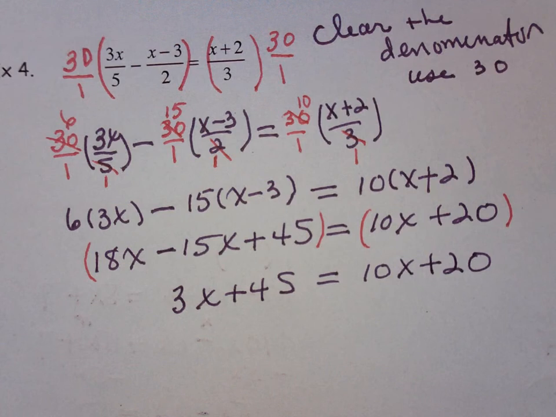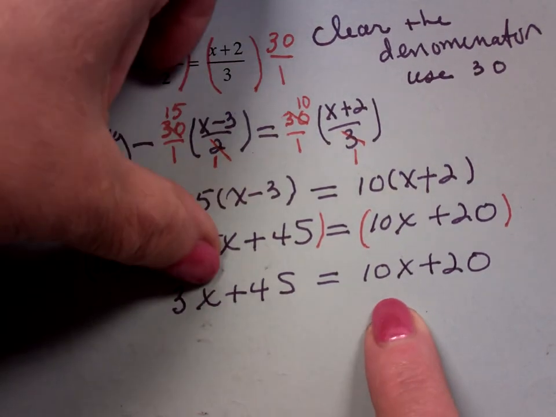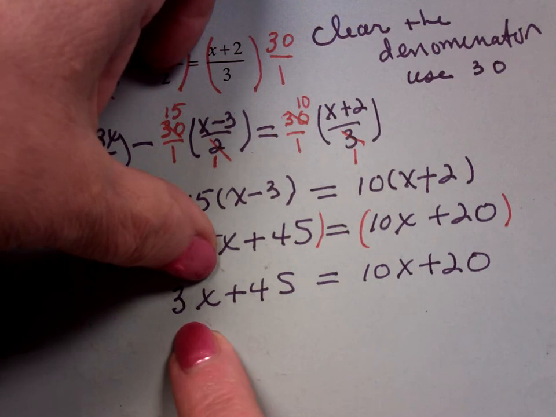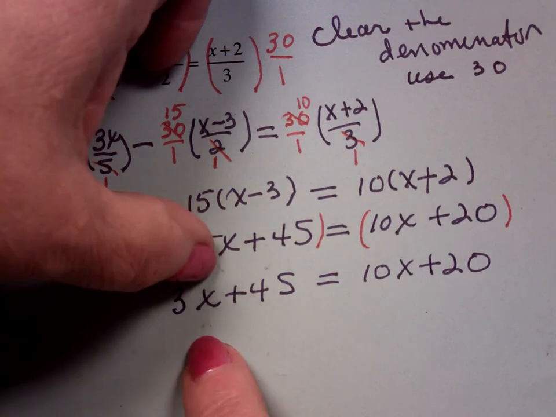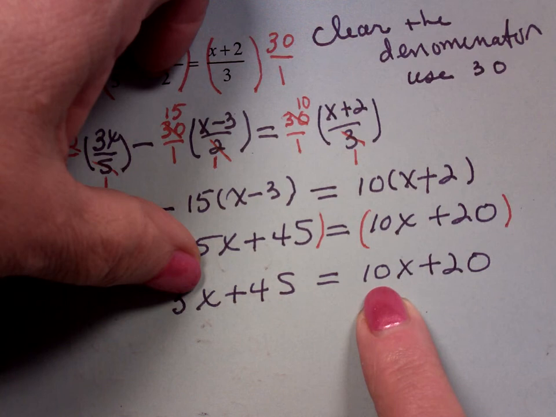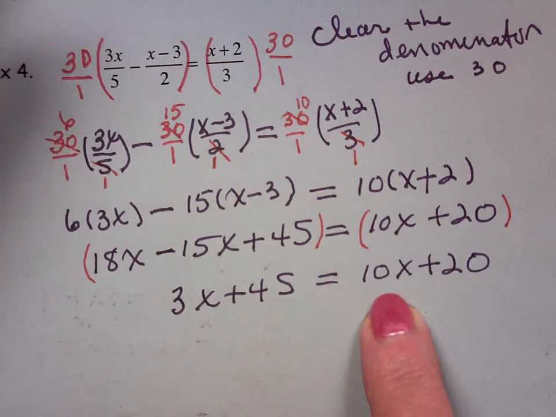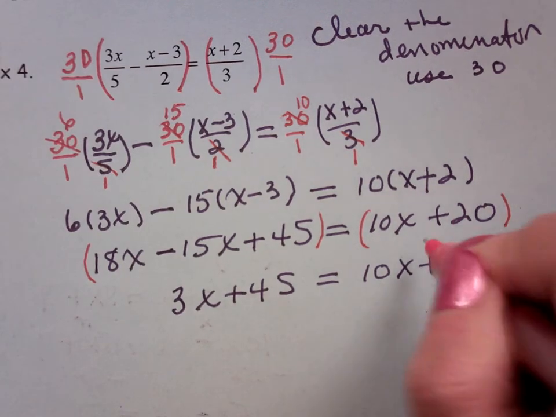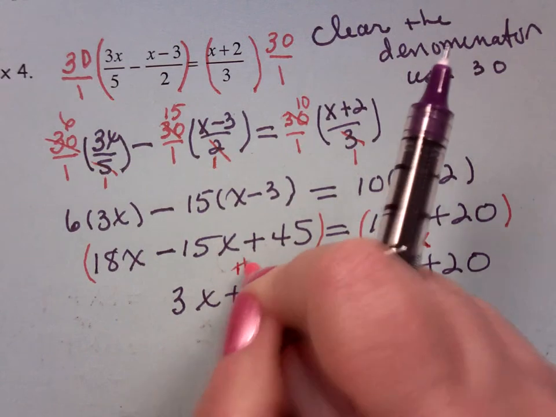Now if I stop and think, if I put the x's on the left, I'm going to subtract 10x. Negative 10 is going to make this a negative on the left, right? So what if I put my x's on the right instead? I'm going to subtract 3x. That's going to give me a positive number. So you can work either direction. I'm going to choose to put my x's on the right and my numbers on the left.